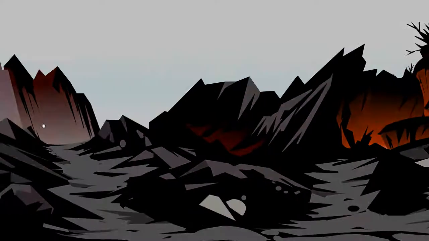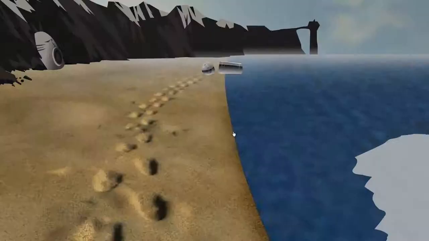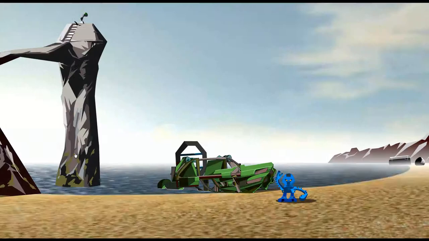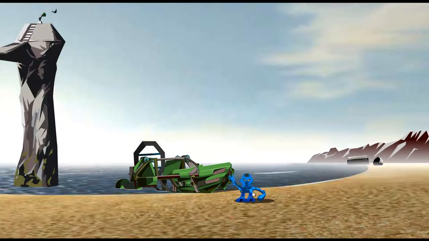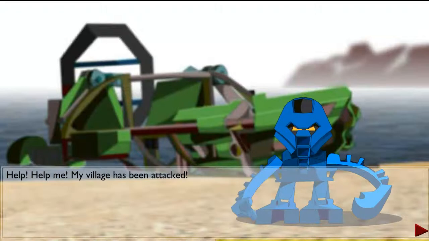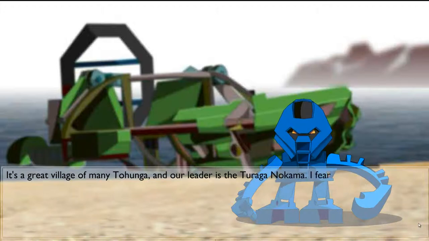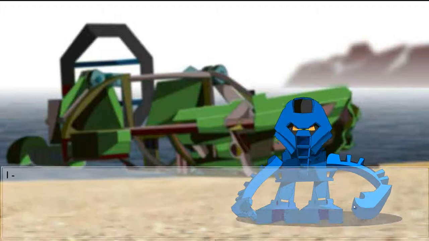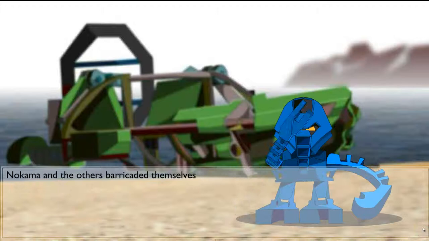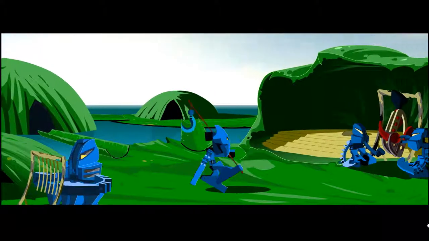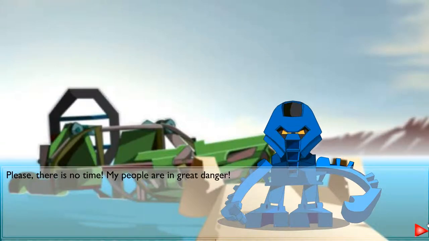Oh yeah, that looks safe. Let's go up there. The elementary back. So, see. Well, that's not good. Gakoro. Oh, that's not good. Why do they all have the same mask? Just a rhetorical question. I shall help you.